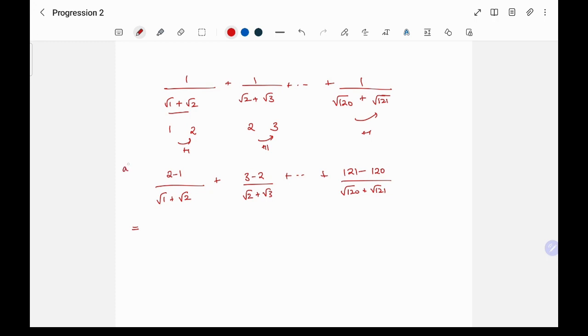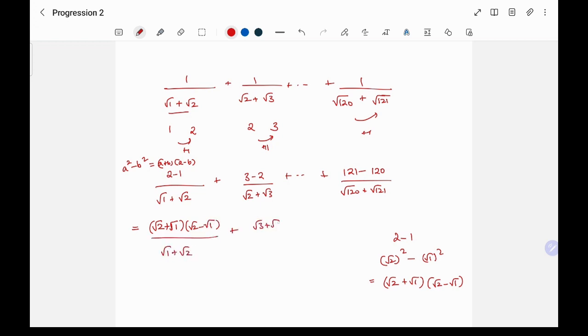So this is nothing but in the form of a square minus b square, which is a plus b into a minus b. So 2 minus 1 is nothing but root 2 whole square minus root 1 whole square. So this will give root 2 plus root 1 into root 2 minus root 1. Likewise for every other number. So we'll get root 2 plus root 1 into root 2 minus root 1 over root 1 plus root 2, plus root 3 plus root 2 into root 3 minus root 2 over root 2 plus root 3, and so on.